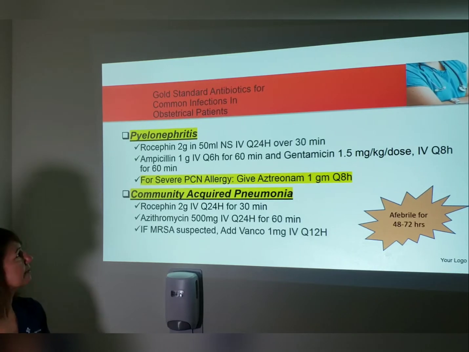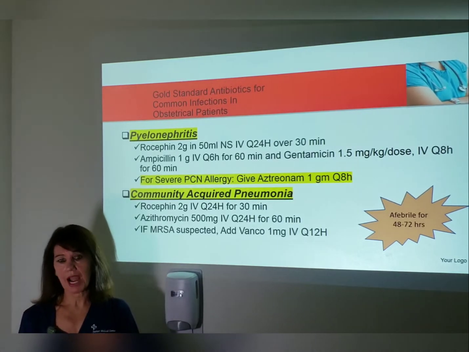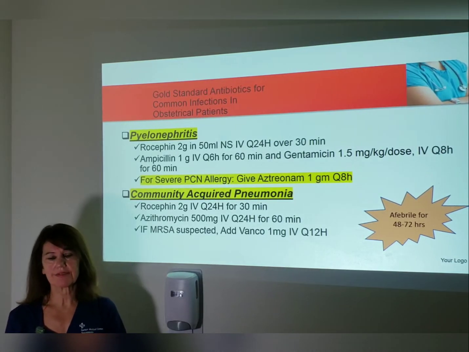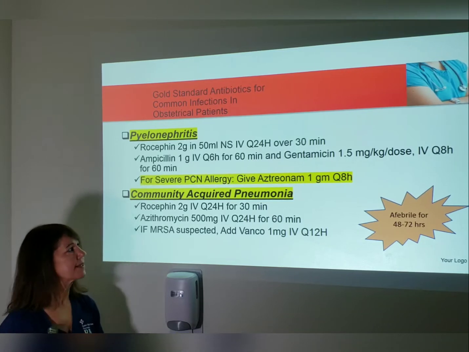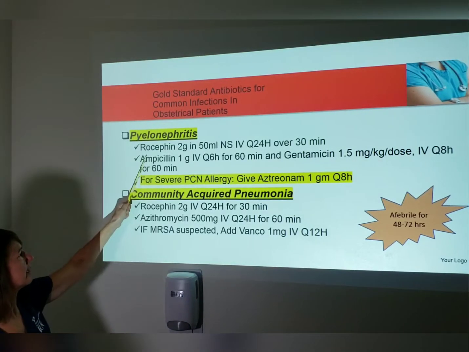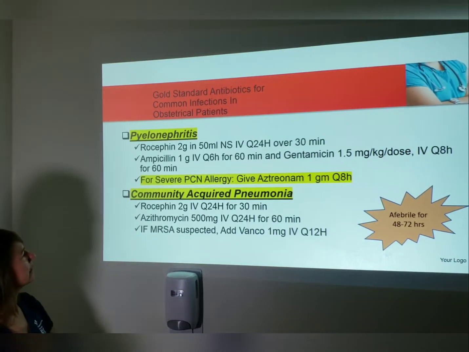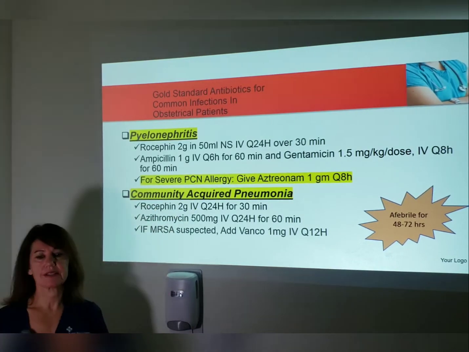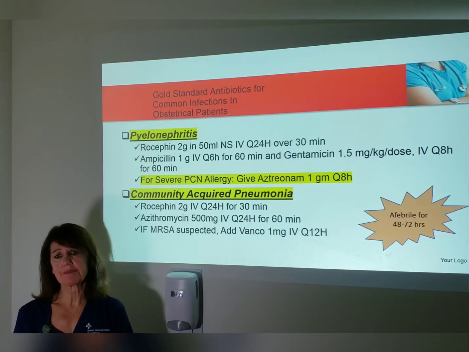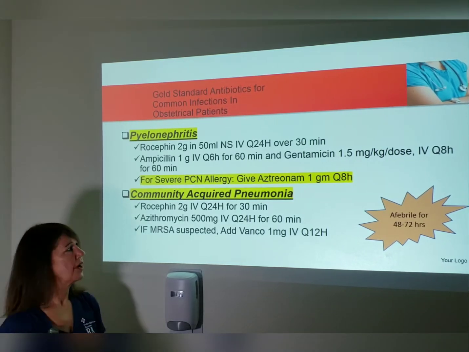For pyelonephritis, Rocephin every 24 hours is a great drug to give for somebody that has pyelonephritis. And an alternative regimen is to give the Ampicillin. Now, once again, because you have a fetus inside, you have to consider not doing a 24-hour dosing, but more of an every 6-hour dosing.